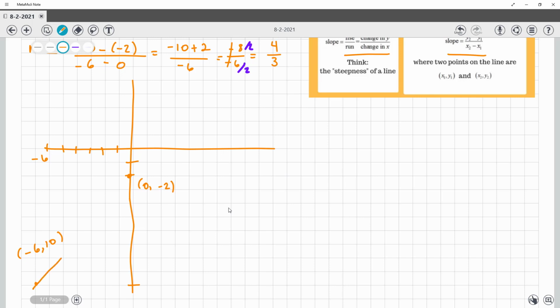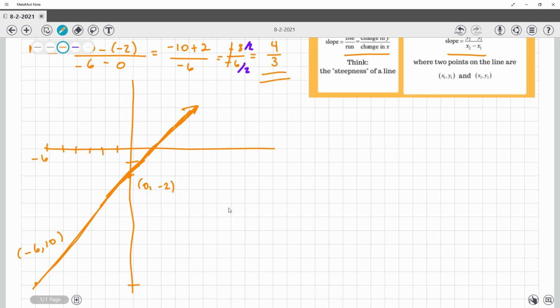And if I can connect the dots, sometimes it's hard to do. When you miss the point, you know what you do? You just make the line thicker. Ha ha. All right, so that is the line with those 2 points, and the slope of that line is a positive 4/3.